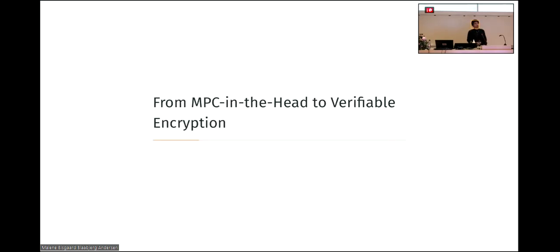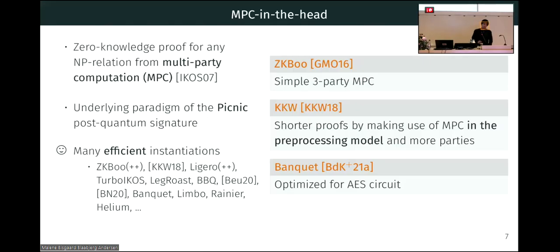So, okay, how do we construct a verifiable encryption? A quick recap of MPC-in-the-Head. MPC-in-the-Head is a zero-knowledge proof for any NP relation. This was originally proposed by IKOS in 2007, and since this work there have been many efficient constructions. One nice example is the Picnic post-quantum signature scheme.